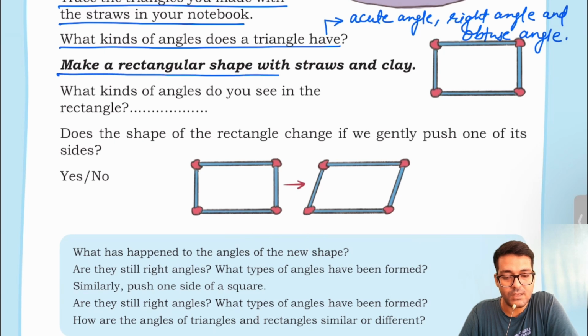Make a rectangular shape with straws and clay, like this. What kinds of angles do you see in the rectangle? All angles are right angles.